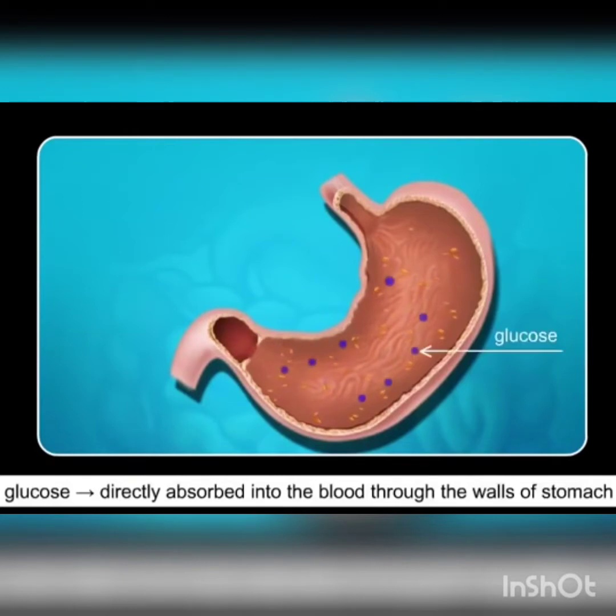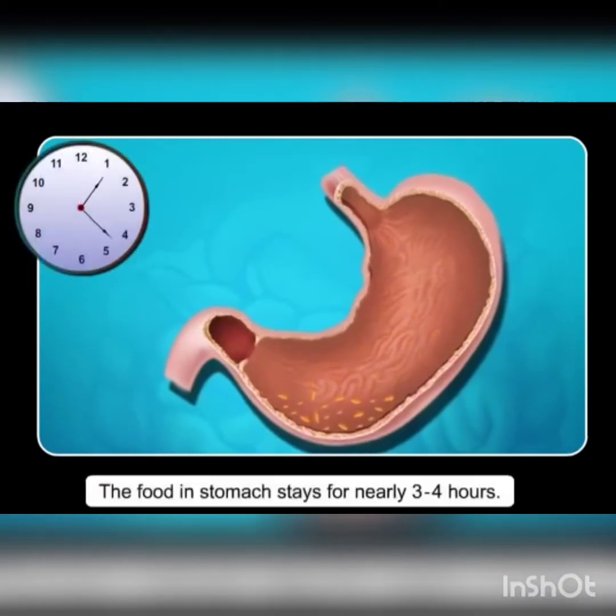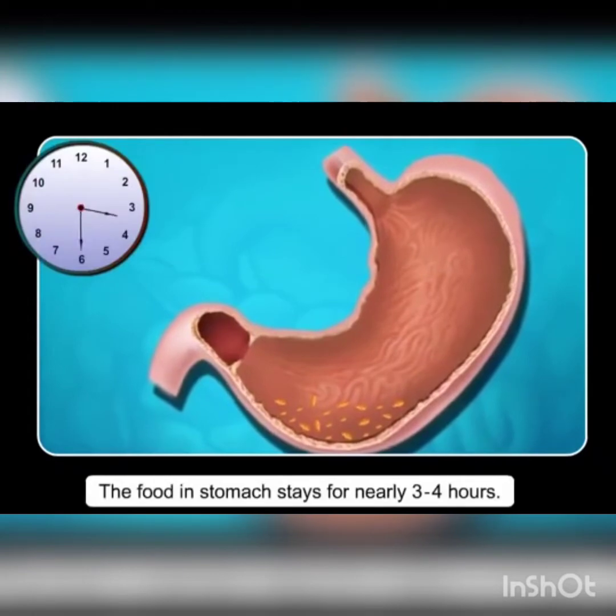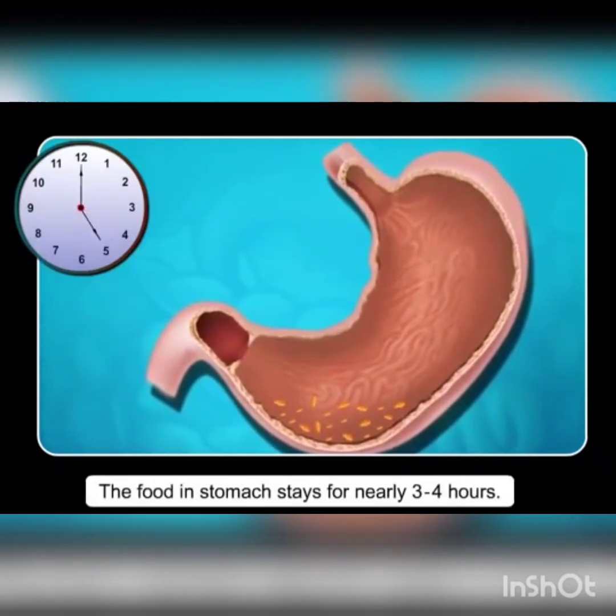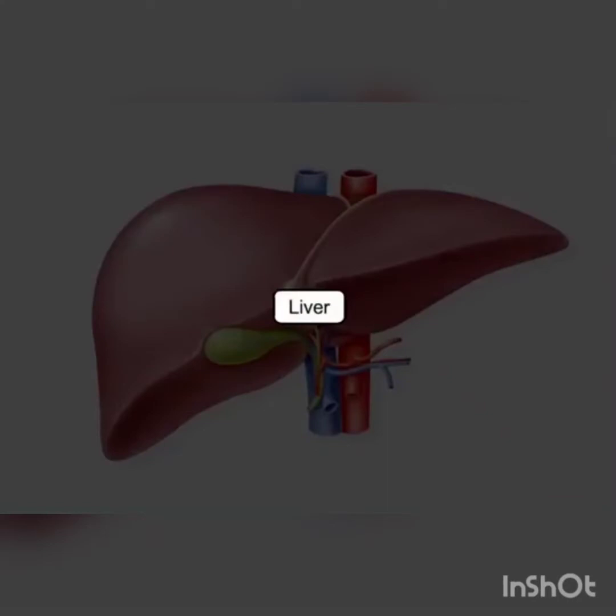Glucose is directly absorbed in the blood through the walls of the stomach. Then here the food in the stomach stays for nearly 3 to 4 hours. Here we can see the liver.